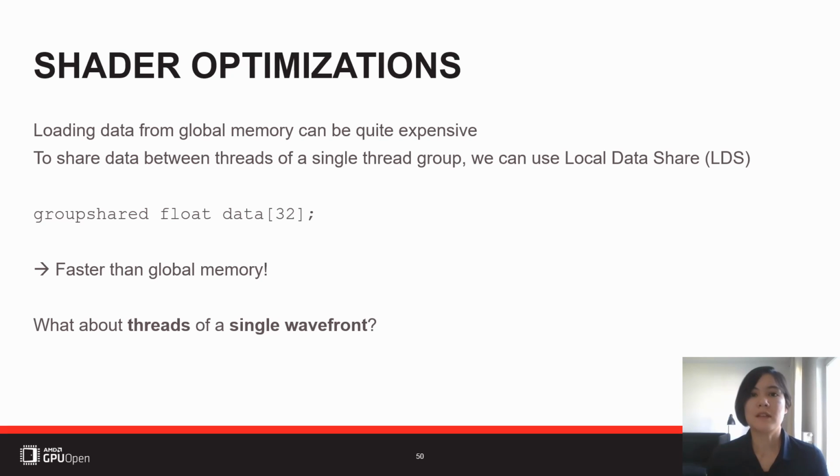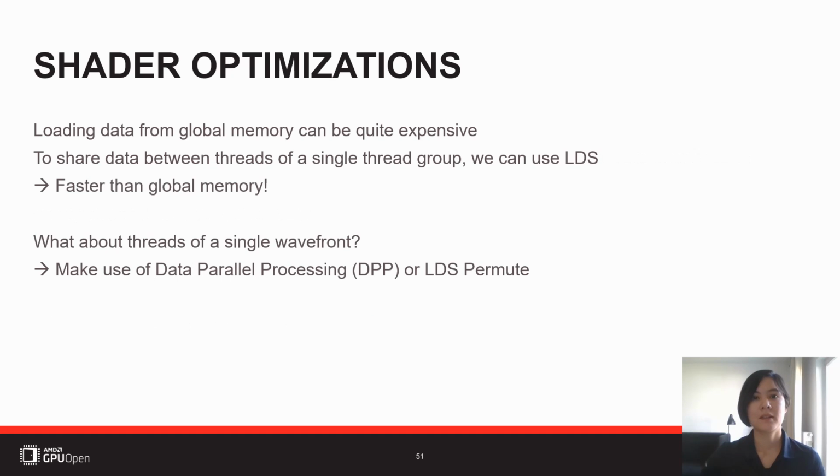If you want to exchange data only between a single thread group, we can use local data share instead of global memory. Local data share is way faster, and I really recommend you to use local data share if you can. Now we can even go one step further down if you only look at threads within a single wavefront. Because if threads within a single wavefront are exchanging data, we can use DPP or LDS permute instructions.